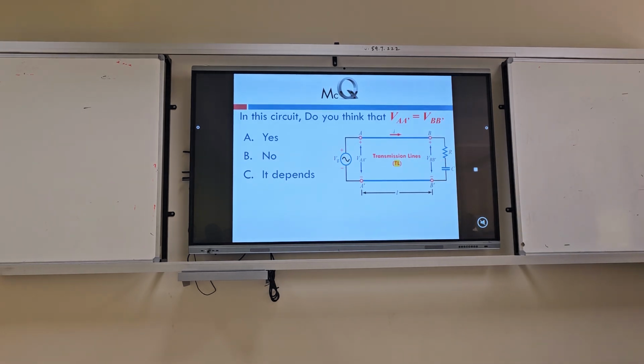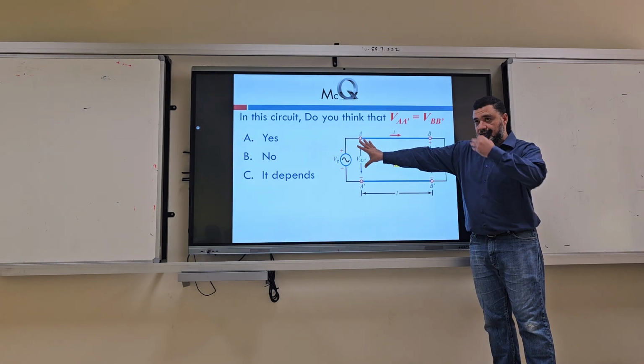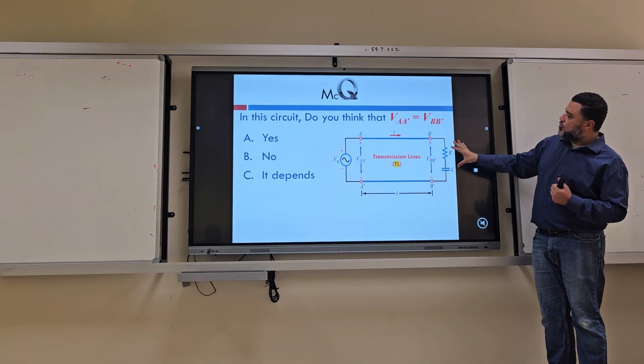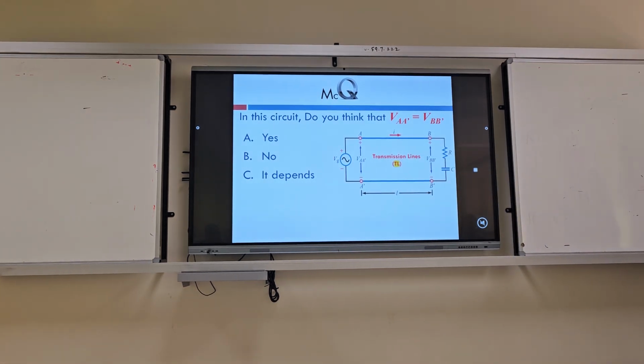Which one is the answer? Which option? Please don't hold up your finger. So V prime, this is the voltage here at the generator, and this is the voltage at the receiver or at the load. Are they equal? Which one chose A? B? No. C? So the guys who chose C, why choose C?